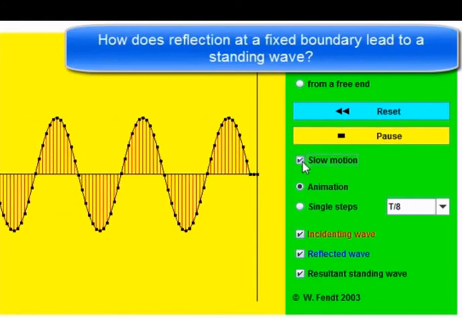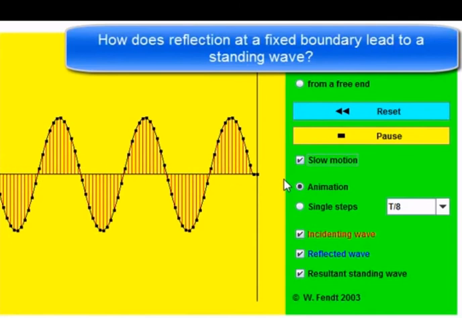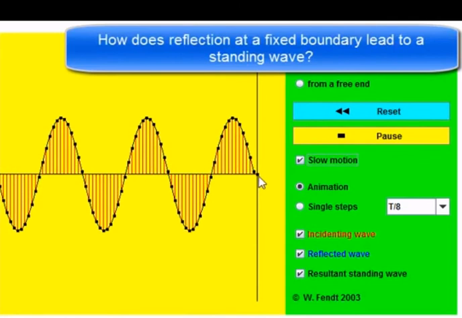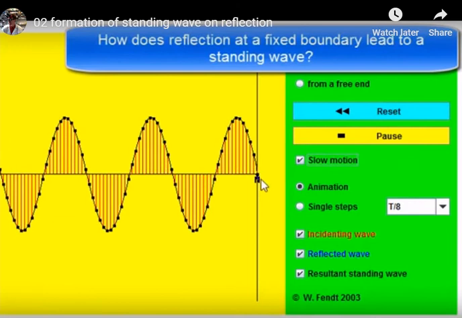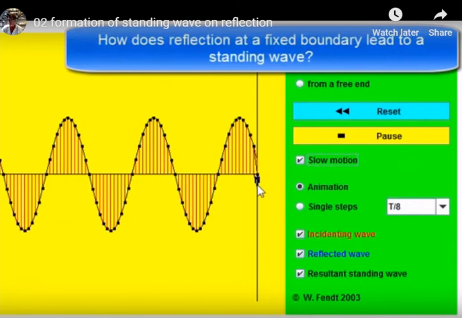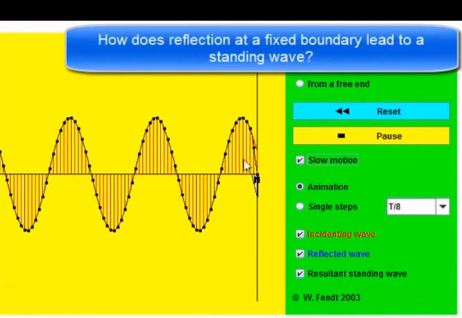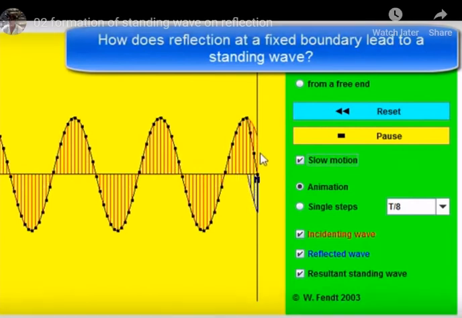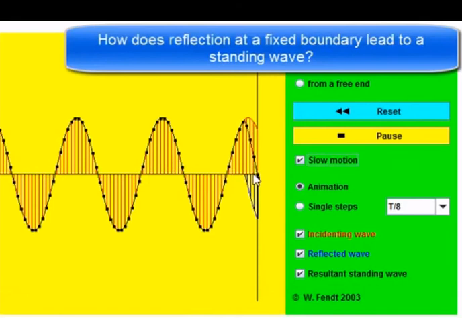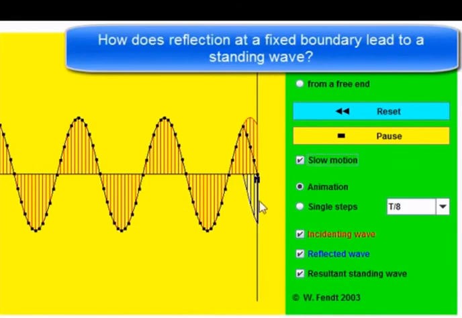So I'll just slow this down while it's happening. Here we can see that the first part of the wave is just about to arrive at the boundary, and it reflects and inverts, and the reflected wave interferes with the incident wave that's still arriving at the boundary. And that interference results in a kind of cancellation of parts of the wave, as per the principle of superposition.